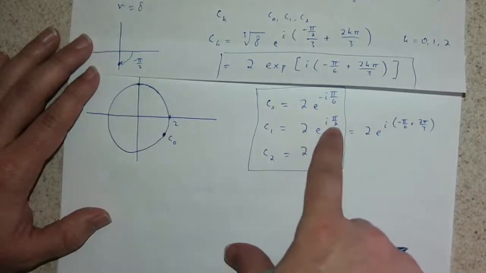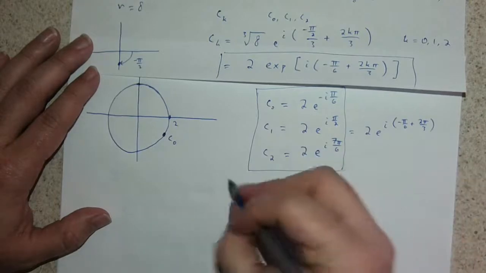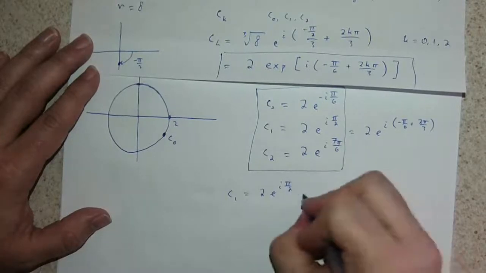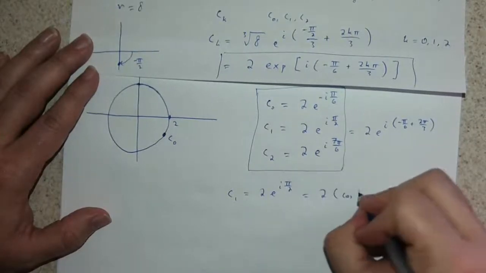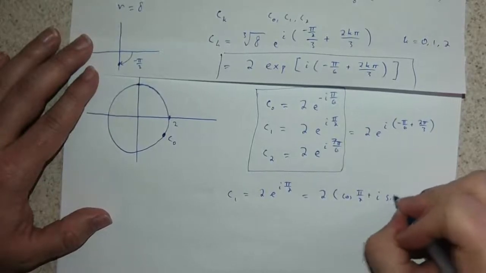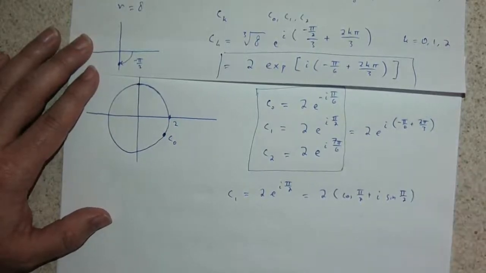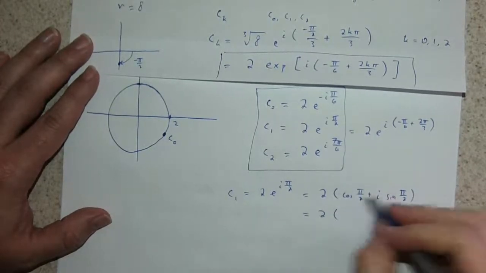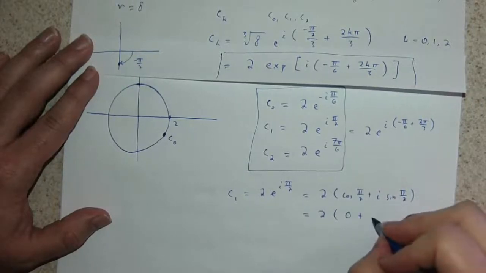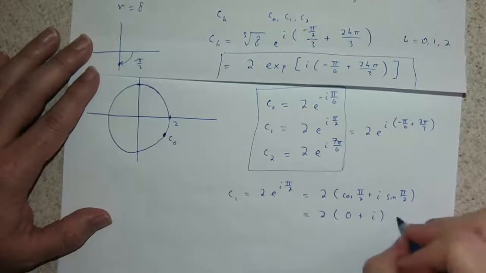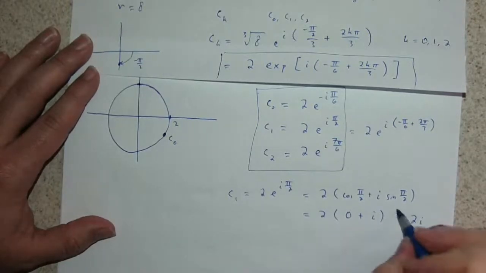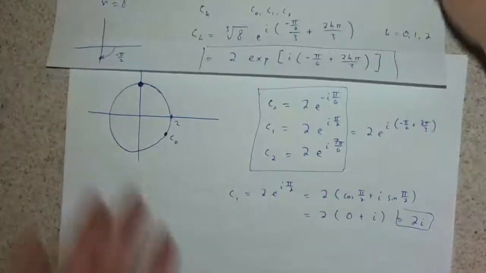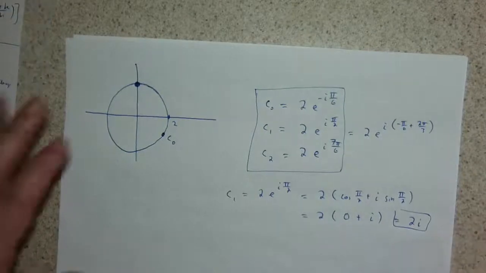And also, this one is actually even easier to see, because if I look at C1, this is 2 e to the I pi over 2 here. By Euler's formula, this is 2 times cosine pi over 2 plus I sine pi over 2. Cosine pi over 2 is 0, and sine pi over 2 is 1. So this is 2 times 0 plus I, this is 2I. So this is here. There it is. So there's C1.